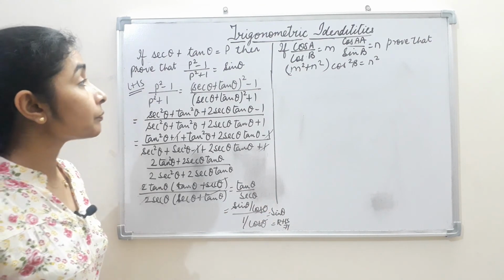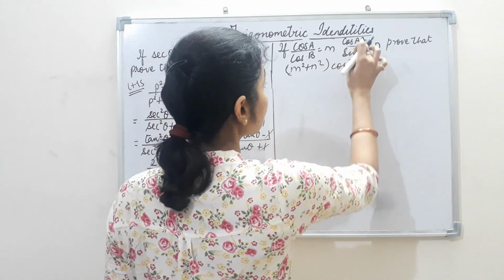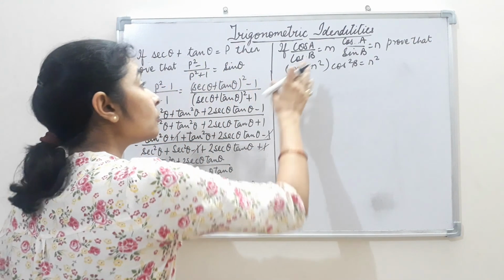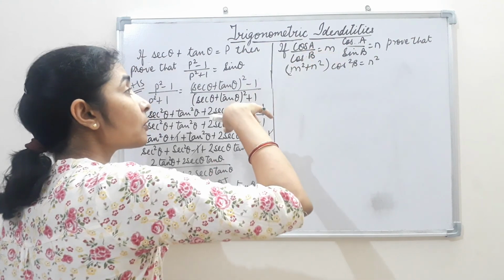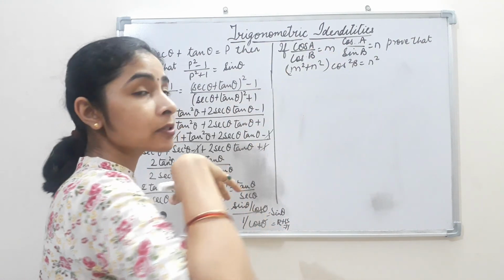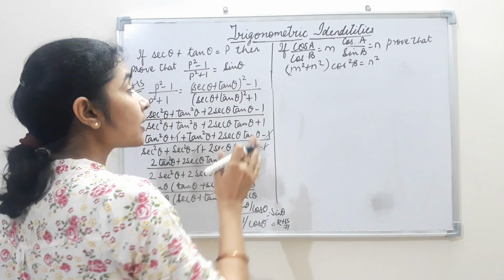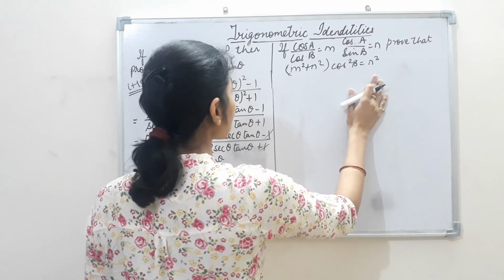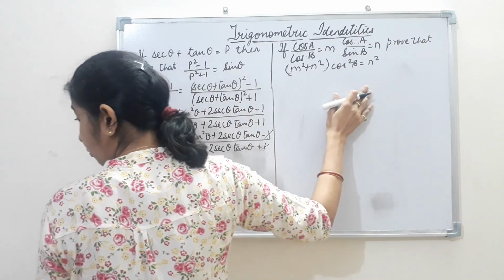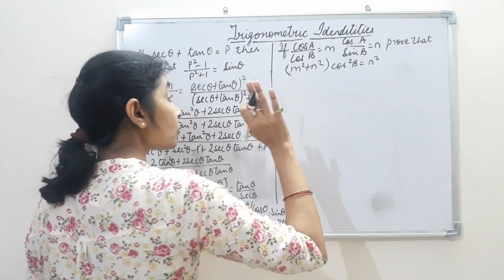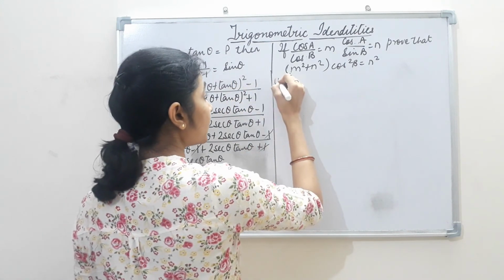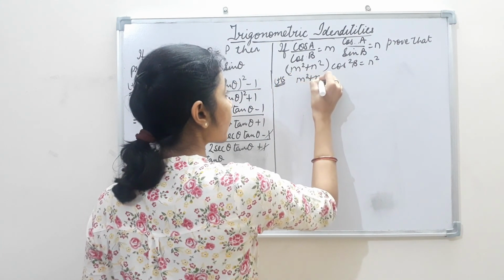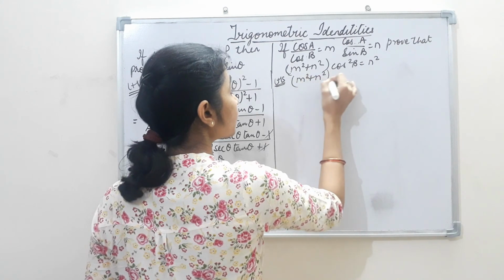Now coming to this question. Here we are again assigned values: m is equal to cos A upon cos B, and n is equal to cos A upon sin B. We are supposed to prove m square plus n square cos square B is equal to n square. How are we supposed to start? Again taking the LHS, whatever we are supposed to prove, m square plus n square cos square B.